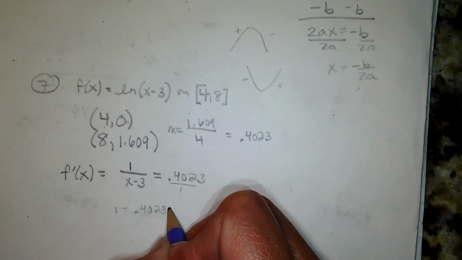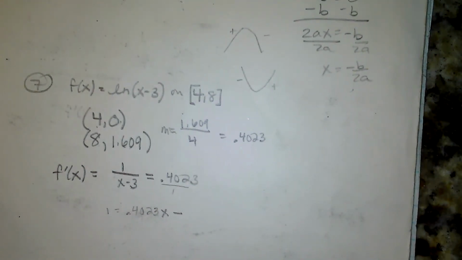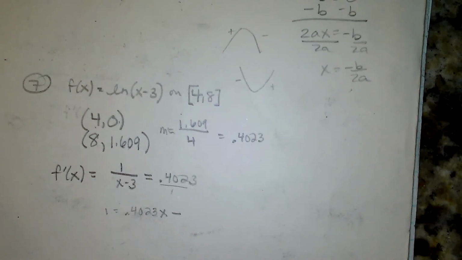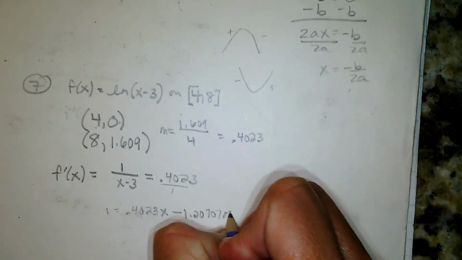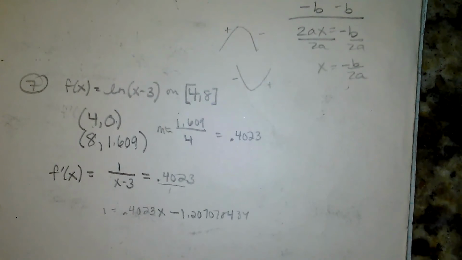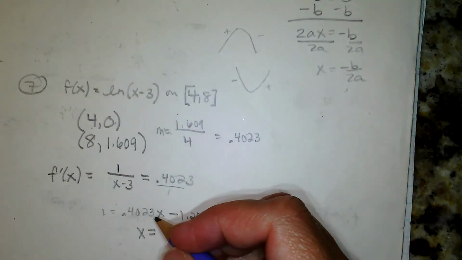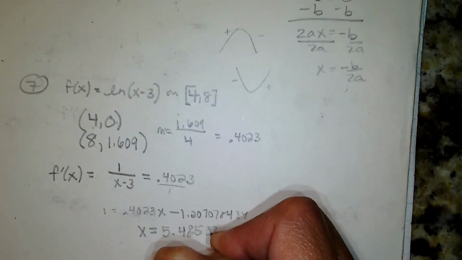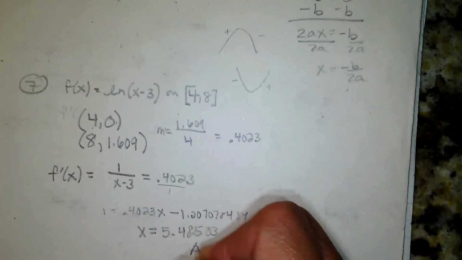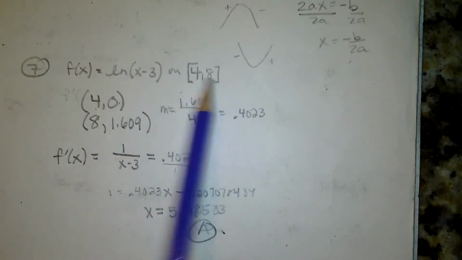I'm going to keep the actual numbers on my calculator. Minus times 3 is .207078434. So I'm going to add that over and divide that by the 0.4023 number. And I'm going to get that it is occurring at an x coordinate of 5.48533, which is option A. So to summarize, I find the average rate of change starting with 4 to 8.